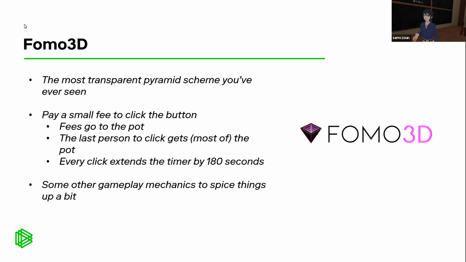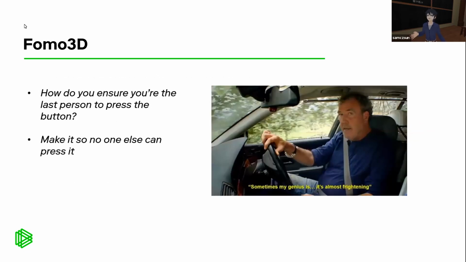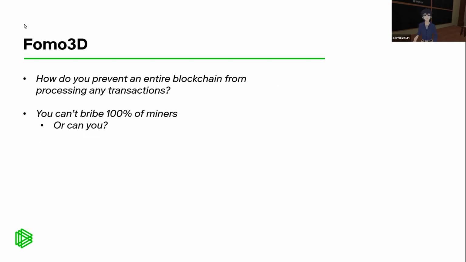And at its peak, there was about 10,000 Ether in the FOMO 3D contract in the pot. So, as an enterprising Ethereum user, you might be wondering, how do you make sure you're the last person to click that button and get that pot? What if you make it so that no one else can click the button? That seems like a good idea. But how exactly do you prevent an entire blockchain from processing any transactions when the whole point of the blockchain is to be decentralized and open to all? You can't exactly bribe all of the miners, right? There's always going to be some miner out there that you can't get in contact with.